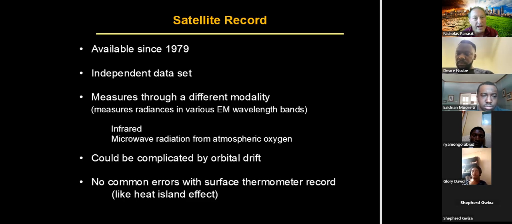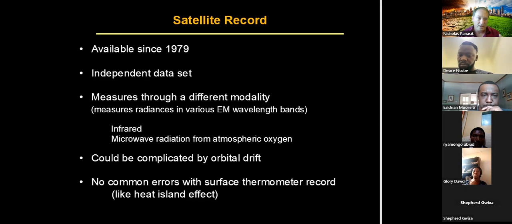It uses a different modality. So these satellites, what they're doing is measuring either infrared radiation coming from the Earth or microwave radiation coming from atmospheric oxygen. There's two main different ways that these satellites can measure temperature. We know that there's a direct correlation between how hot something is and how much infrared light it will give off, how much infrared radiation. If you've ever seen an infrared camera and someone walking around, you can see they're kind of glowing red. That's showing that they're warmer. And these satellites work in a similar fashion.